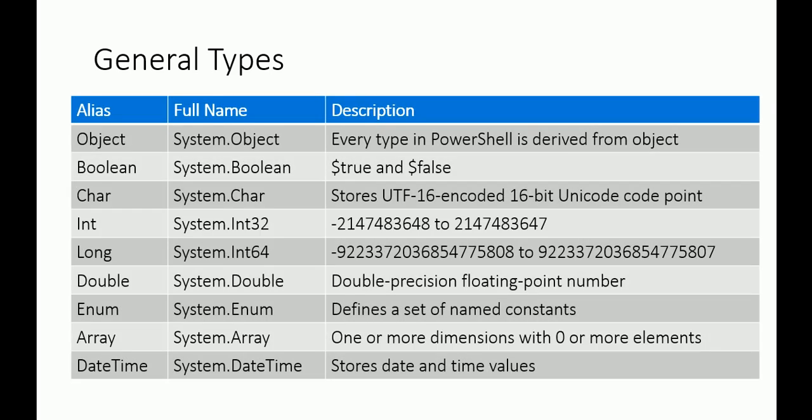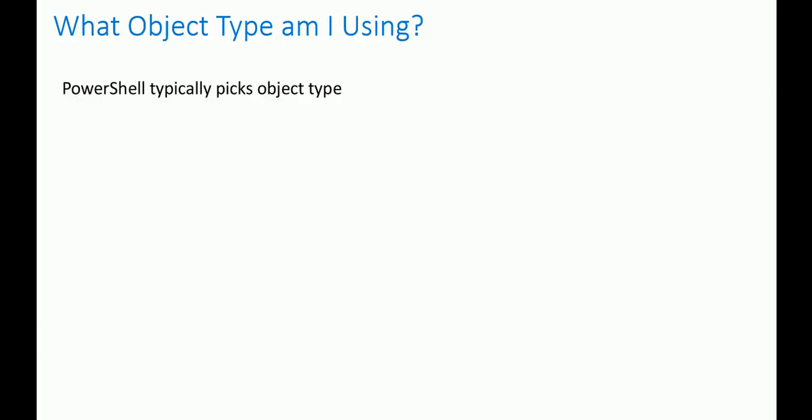Let's understand something more. These are the data types we are using. You use the object, boolean. Boolean can define true or false. Character, int value, long, double, enum, array, and date and time. So all these data types can be used in PowerShell.